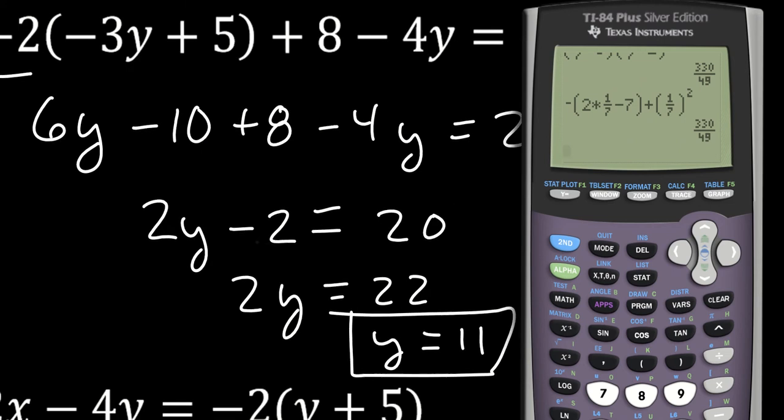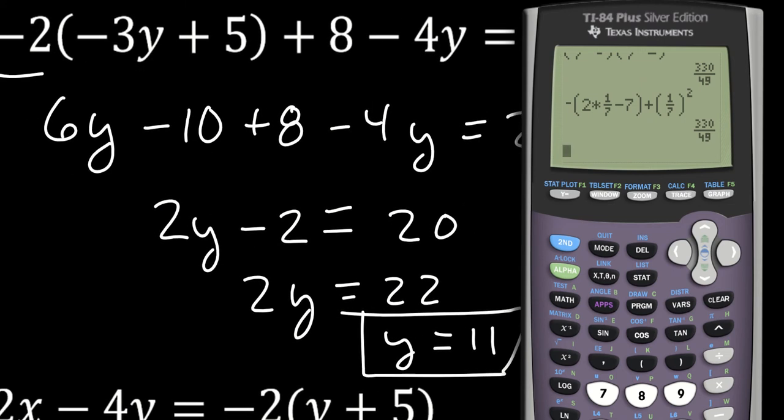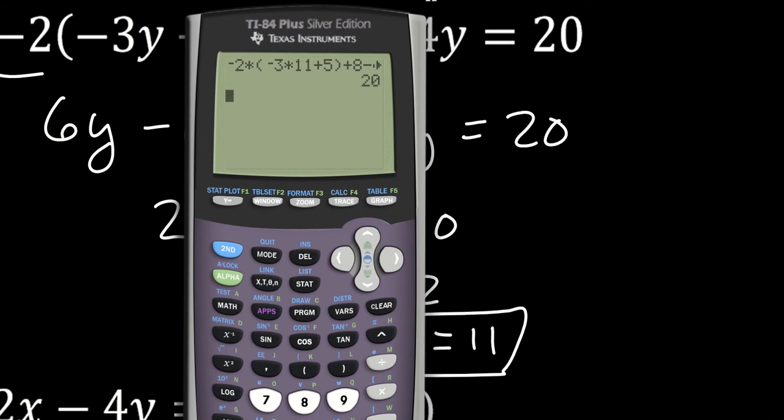So let me again grab my calculator and just verify that this is correct. I'm just going to go negative 2 times, I'll open parentheses, a negative 3 times 11, plus 5, close the parentheses, plus 8, and then minus 4 times the 11 again. When I do that, surprise, surprise, I get 20, which is what the other side is.